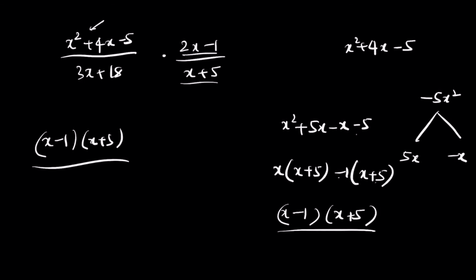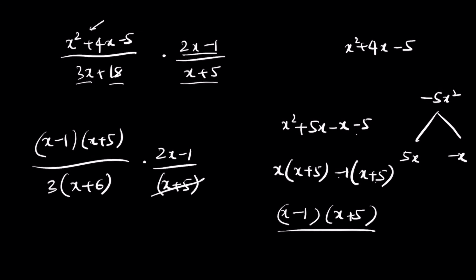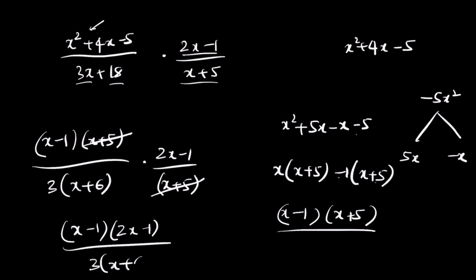Here the bottom can also be further simplified. Notice that 3 and 18 are multiples of each other. So if you take 3 out, you get (x + 6) times (2x − 1) over (x + 5). Now cancel out the common ones. The common ones are x + 5 and x + 5. So we have (x − 1)(2x − 1) over 3(x + 6). So this is your answer.